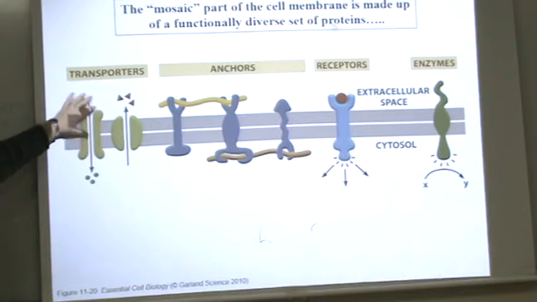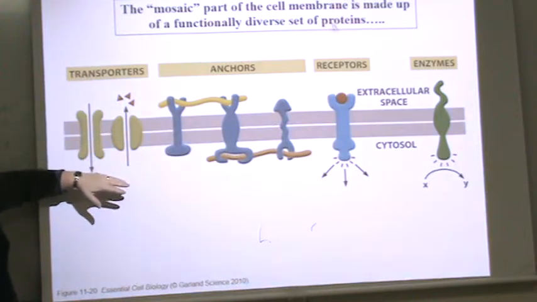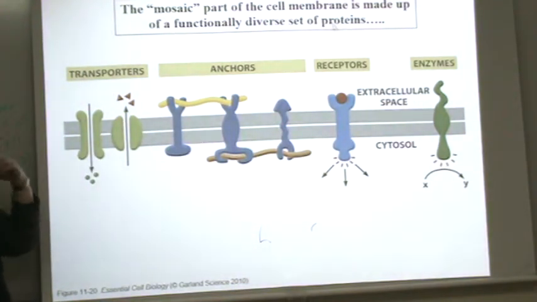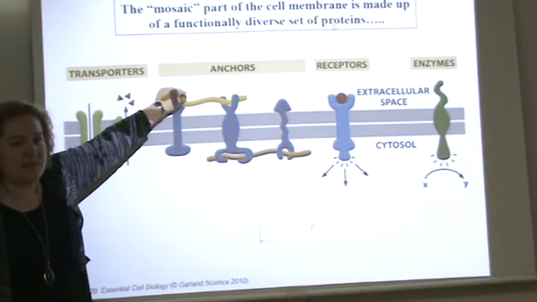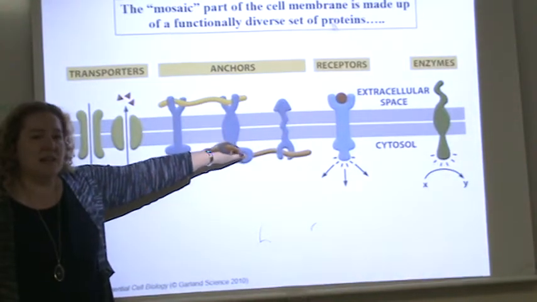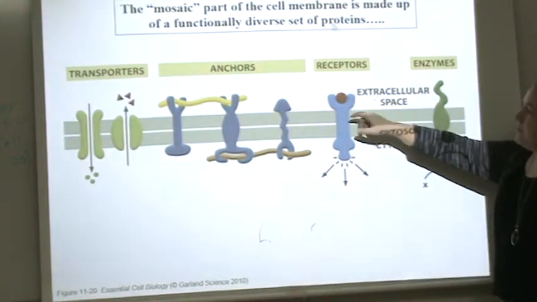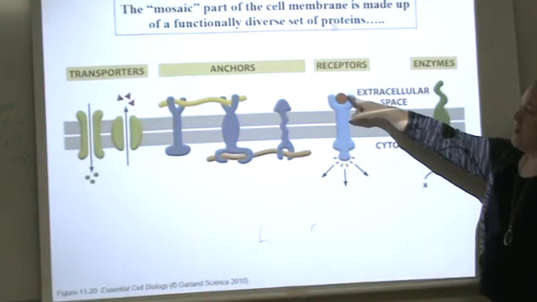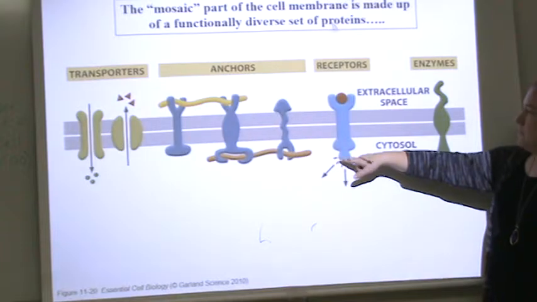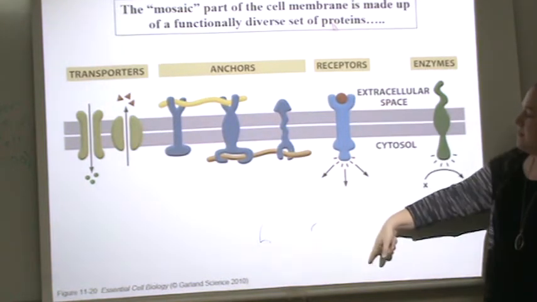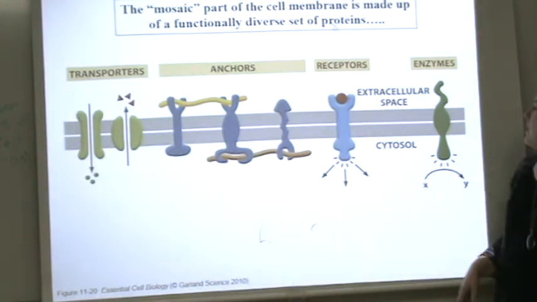Some of them will be transporting things in and out. Some of them will be letting molecules go through the membrane that can't cross through on their own. Some of them are structural supports. So they go through the membrane and they attach to some kind of fiber on the outside and some kind of fiber on the inside to provide stability. Some of the proteins that are associated with the membrane bind a molecule on one side and send a signal to the other. So they could be detecting a signal from outside and sending a message inside. That's the more common orientation for that process.